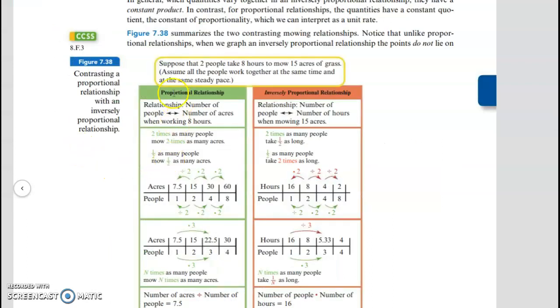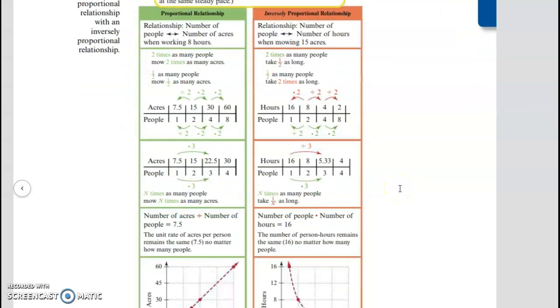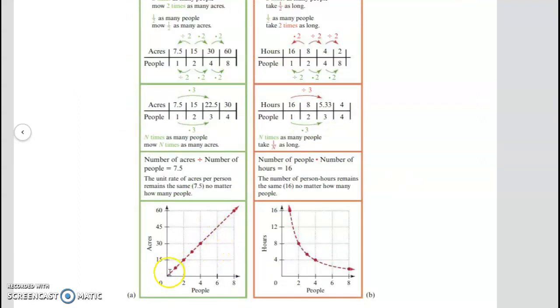So this next figure talks about a proportional relationship, like we've been talking about, and an inversely proportional relationship, right? Double the number of people, I get double the amount of work done. But if my job size doesn't change and I add more people, then that amount of time it takes goes down. Right? And then those relationships are graphed differently. As you can see, a proportional relationship is a linear relationship, and an inversely proportional relationship does not have a linear relationship.